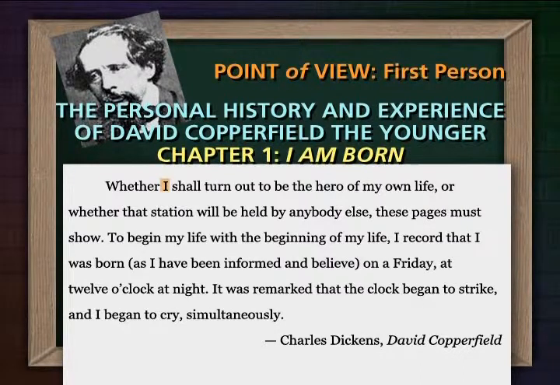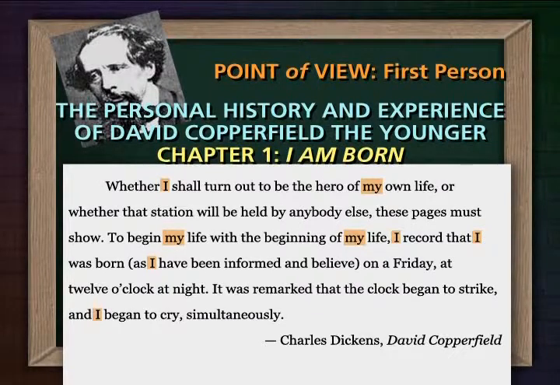Whether I shall turn out to be the hero of my own life, or whether that station will be held by anybody else, these pages must show. To begin my life with the beginning of my life, I record that I was born, as I have been informed and believe, on a Friday at 12 o'clock at night. It was remarked that the clock began to strike and I began to cry simultaneously.